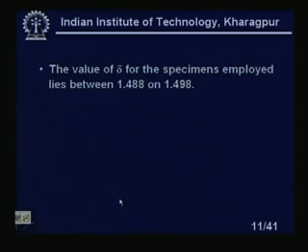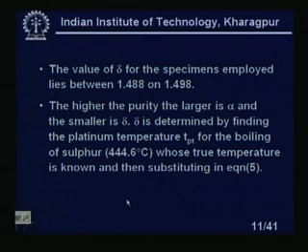The value of delta for the specimens employed lies between 1.488 to 1.498. It should be 2.498. The higher the purity, larger is alpha and smaller is the delta. Obviously, delta I can find from equation 5 by finding the platinum temperature T_pt for the boiling point of sulfur, which is usually 444.6 degree centigrade.